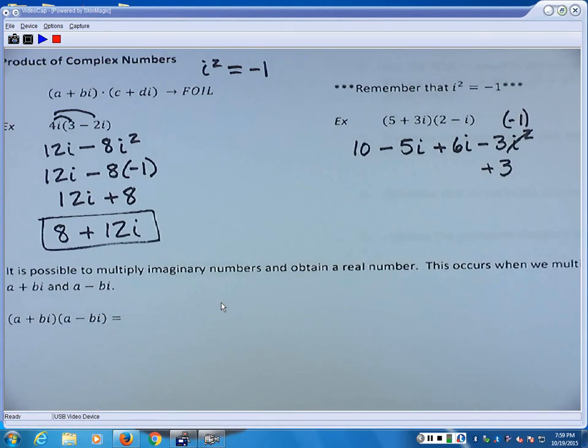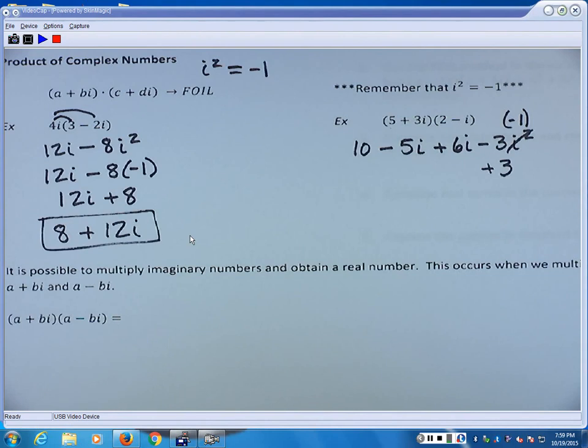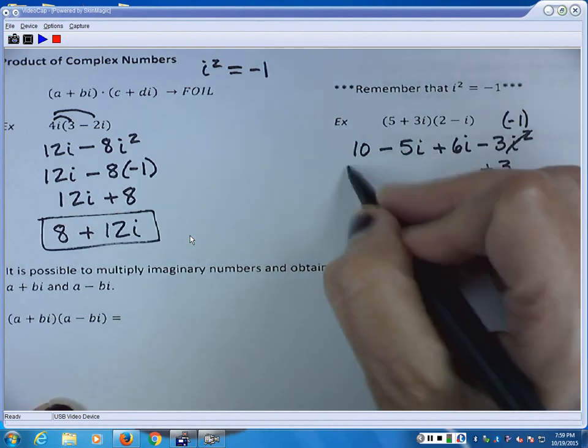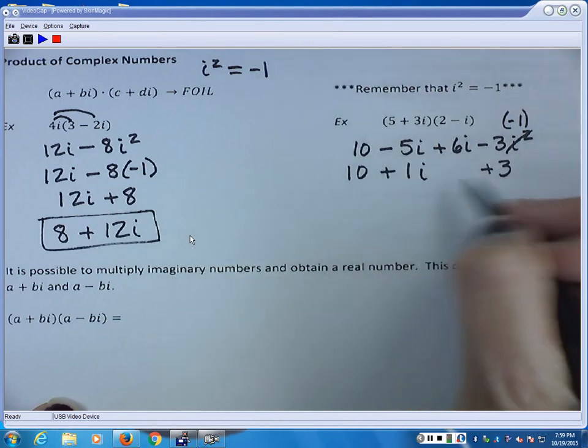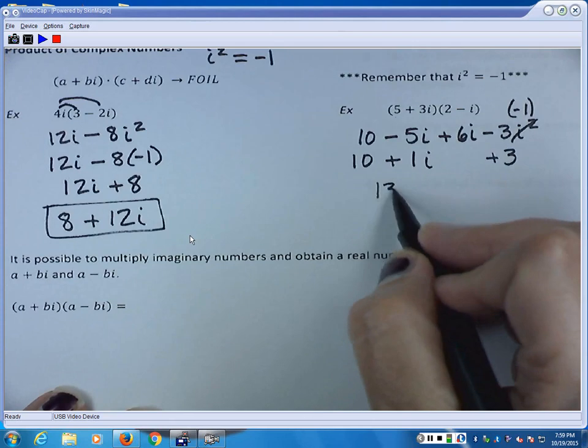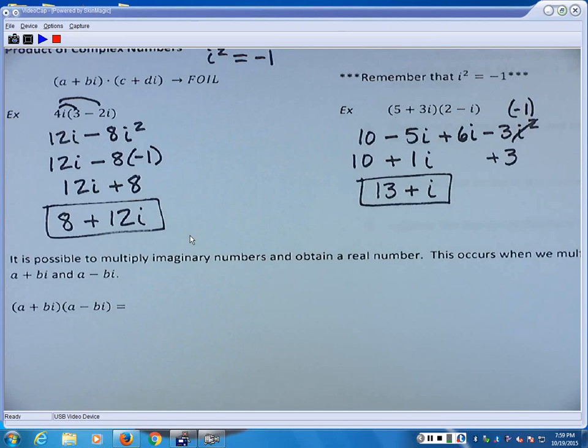Oh, it disappeared on us. Okay. Plus 3. So we have, and I'm going to combine these, minus 5 plus 6 is plus 1i, or just i, plus 3. So it's going to be 13 plus i. We had a plus 3 over here. Let's make sure I check my work. Yep.